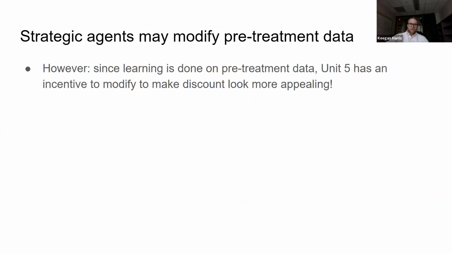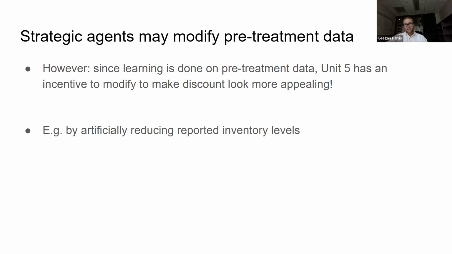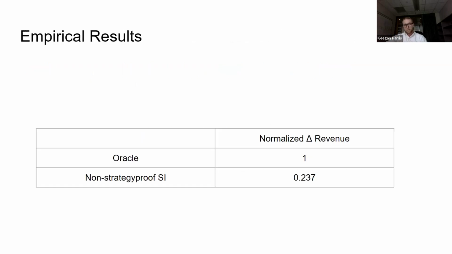However, one thing to note is that since we're doing this learning on pre-treatment data, unit 5, or whoever's reporting the data of unit 5, has an incentive to modify it to make the discount look more appealing. And this can be done, for example, by artificially reducing the reported inventory levels of that particular unit in the pre-intervention period. And I guess we'll see on the next slide, this can cause the synthetic interventions estimator to perform poorly.